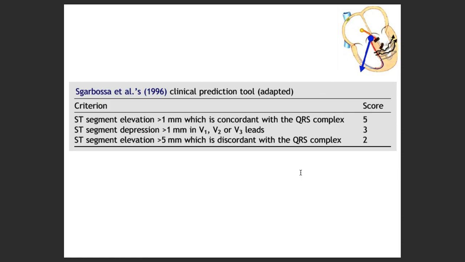So in this slide, we can see very clearly how you do the scoring: 5, 3, 2. You give the maximum score when there's concordance with the QRS. Remember it like that. Concordance with the QRS, you give a score of 5, even if it is 1 millimeter as well. Score of 3 when there is depression. And when there's discordance with the QRS, you will give a score of 2.